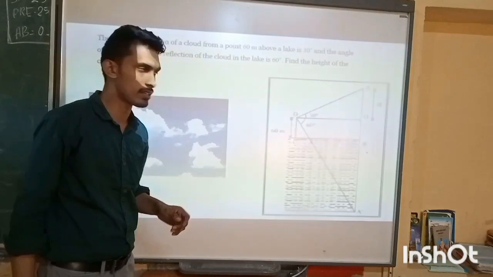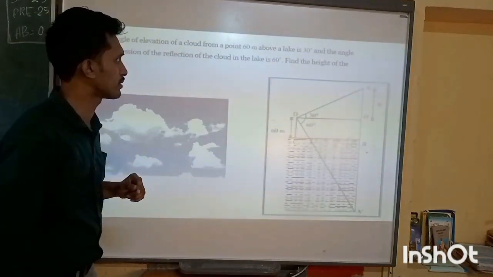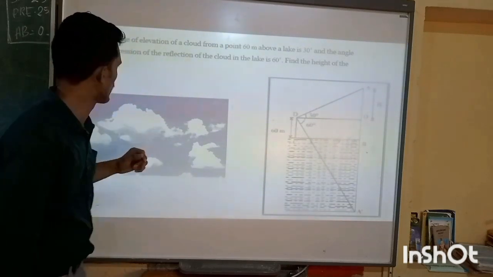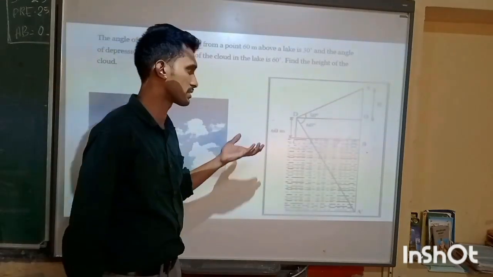So let us consider the next question. The angle of elevation of a cloud from a point 60 meter above a lake is 30 degree and the angle of depression of the reflection of the cloud in the lake is 60 degree.